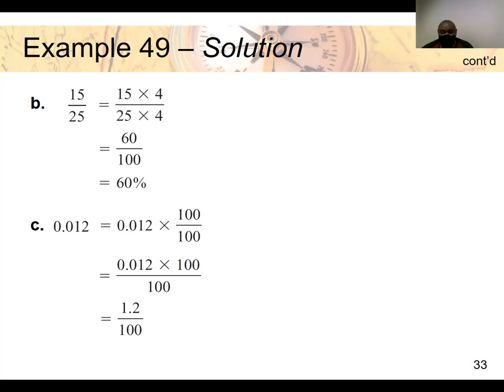It would probably be easy to move the decimal point 2 places to the right to get 1.2. So for something like this, if you're converting a decimal to a percent, what I would suggest is take the decimal point here, move it 2 places to the right. So that decimal point will be between the 1 and the 2. So you'll get 1.2 and then you just add the percent sign. Okay. All right, any questions about parts B and C?